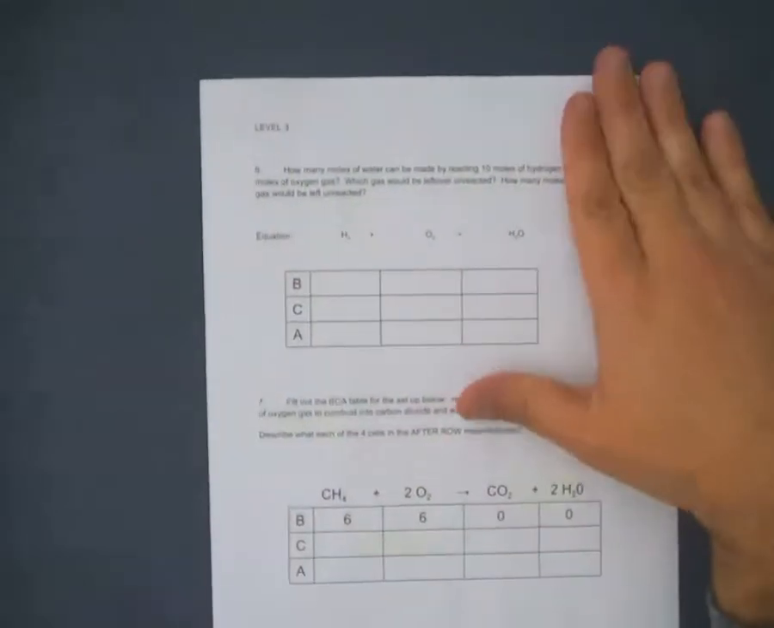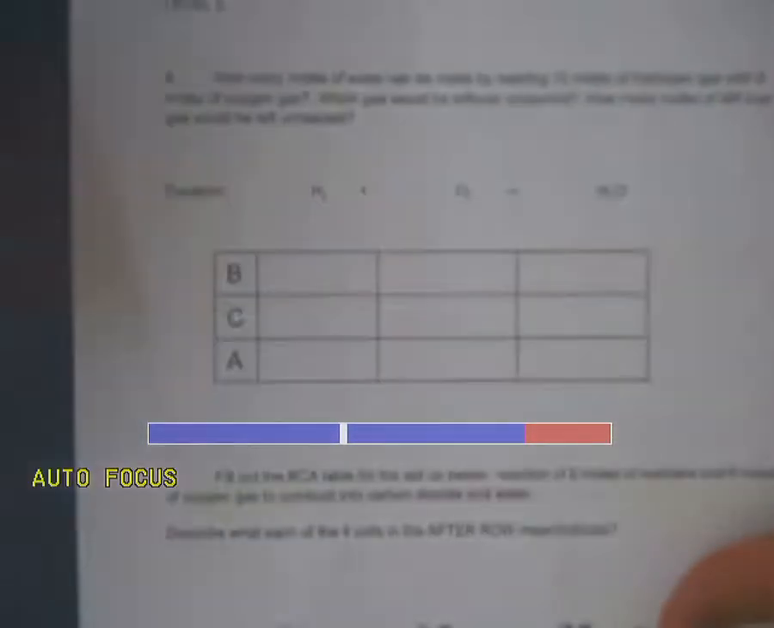So we have this little issue that we had to deal with, and the BCA tables can help, but it's level 3 for a reason. It's a little bit tough. So stick with me. Let's see if we can figure this out by studying problem number 8.